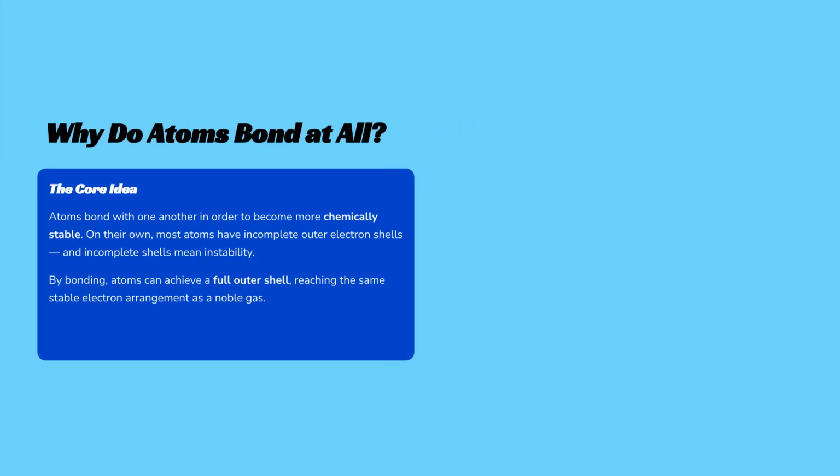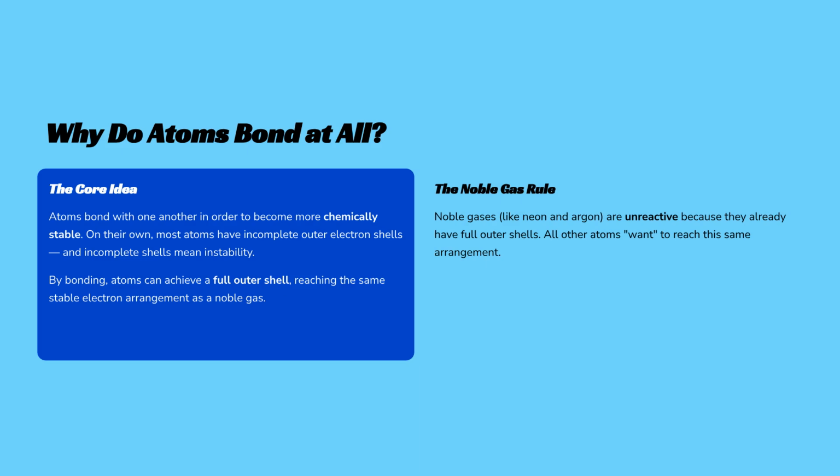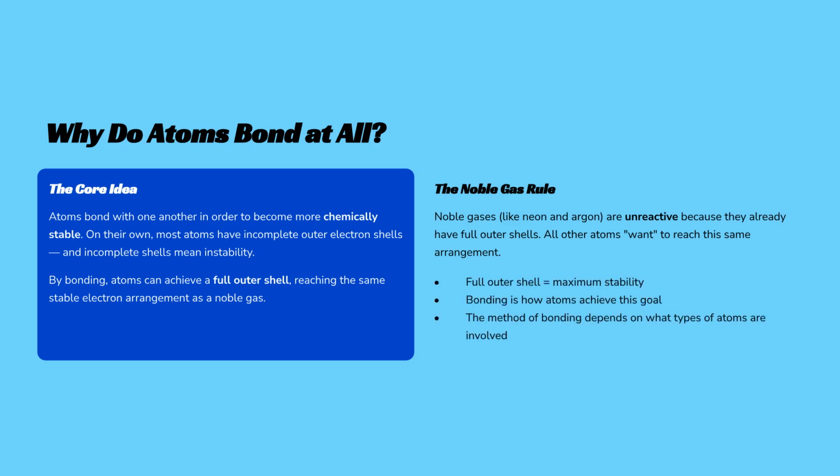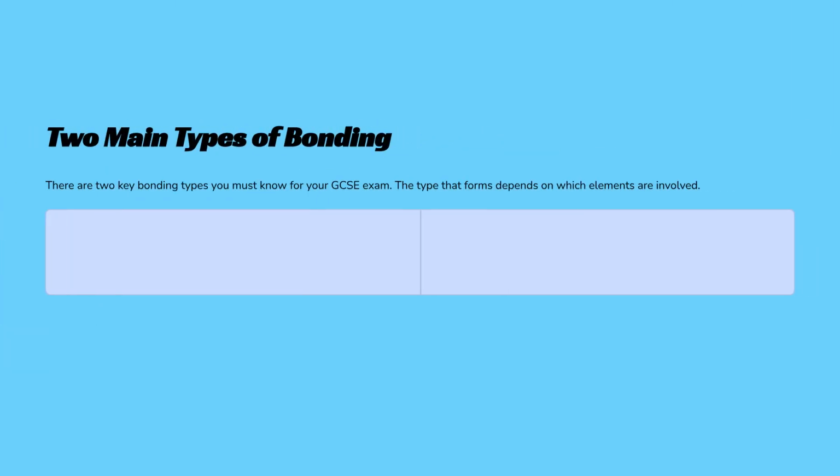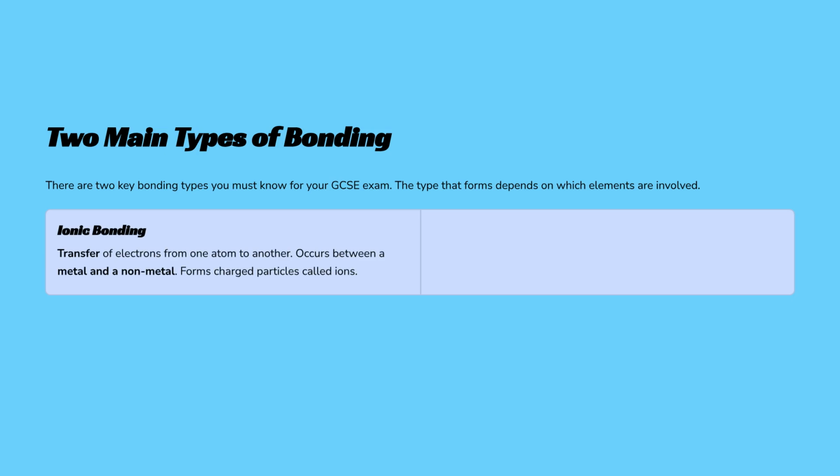Atoms bond to become chemically stable, striving for a full outer electron shell, like noble gases. This goal is known as the noble gas rule. The type of bonding depends on the atoms involved. The two main types are ionic and covalent bonding.